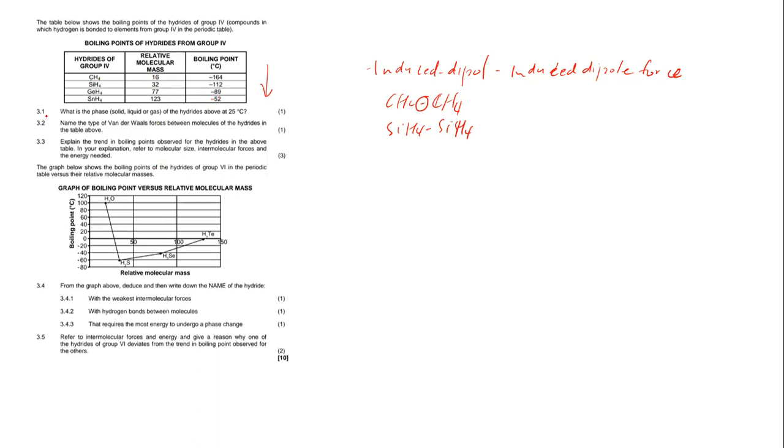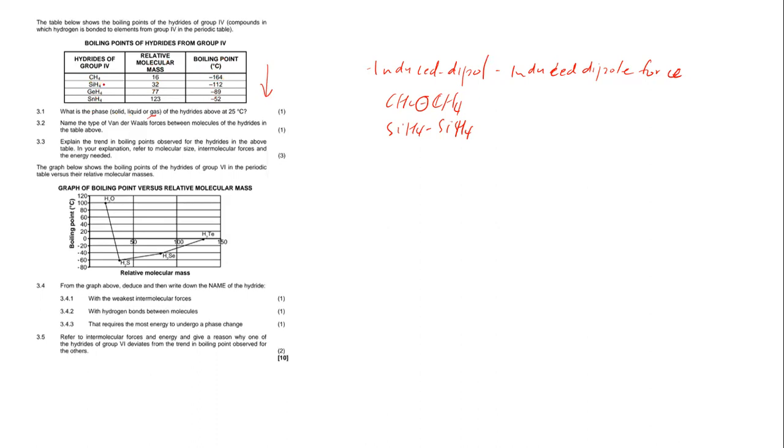So now let us go through the questions. So 3.1 says to us, what is the phase? Is it solid, or liquid, or gas of the hydrides above 25 degrees Celsius? Okay, so these hydrides, these are their standard temperatures in terms of the boiling points. As you look at these temperatures, they are all negative, but immediately when we introduce a positive temperature to these hydrides, what is going to happen? What will be the phase of these hydrides? Most definitely, it will be gaseous state, because remember, these are the boiling points.